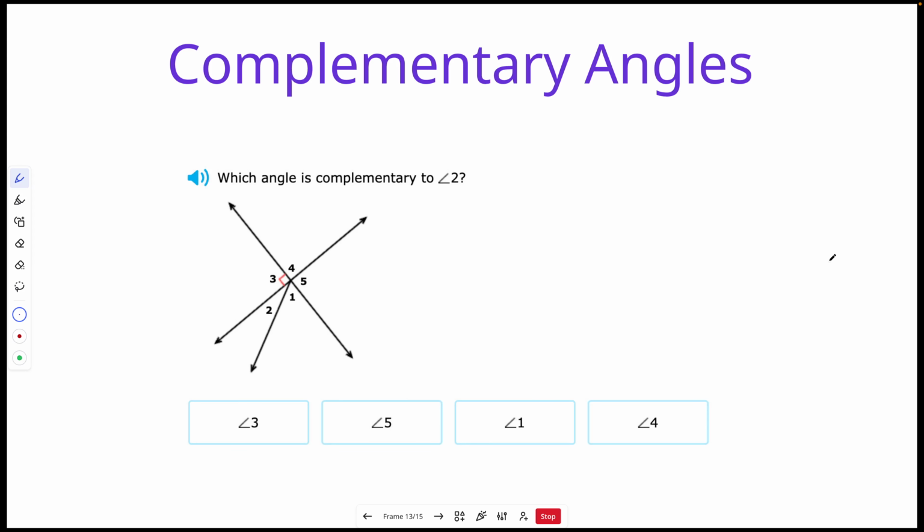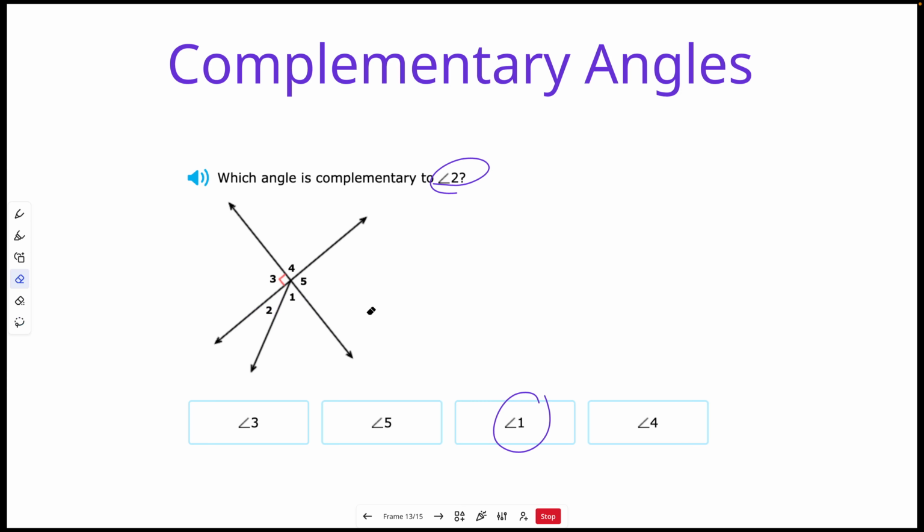All right, last type for today. Complementary means that they add up to 90 degrees. So which angle is complementary to angle 2? Well, again, we have this red box, so we know that this is a right angle, this is a right angle, and this is a right angle. So this part right here is a right angle, and it's made up of angle 2 and angle 1. And so which angle is complementary to angle 2? Which one combined with angle 2 will give me a right angle? That would be angle 1.